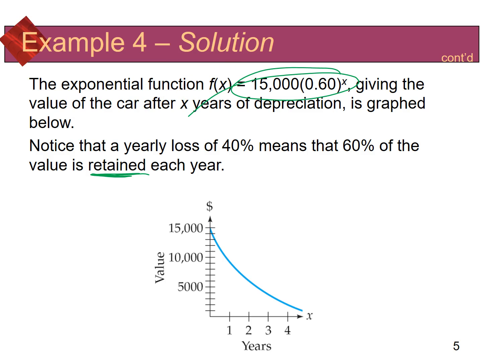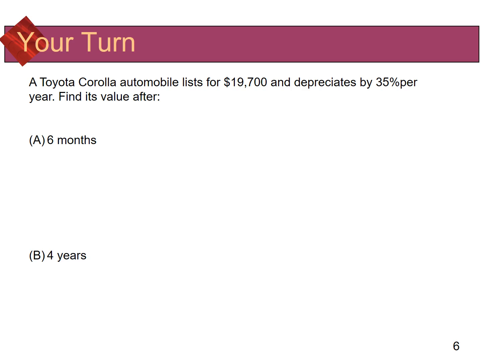I'm going to have you answer a very similar question. A Toyota Corolla automobile lists for $19,700 and depreciates by 35% per year. Find its value after 6 months and find its value after 4 years. I'll give you a moment or two to figure it out.